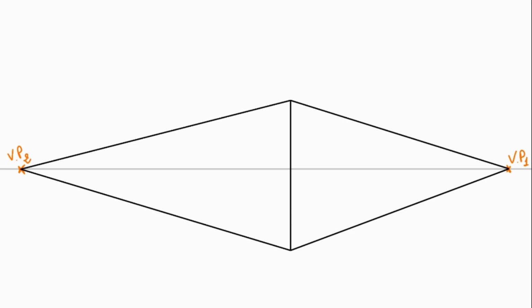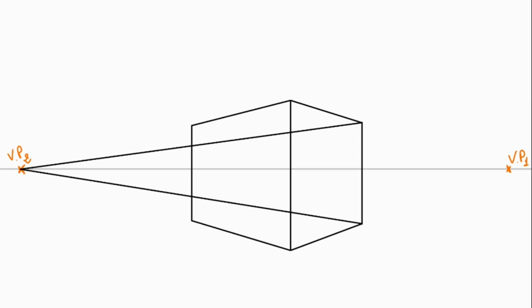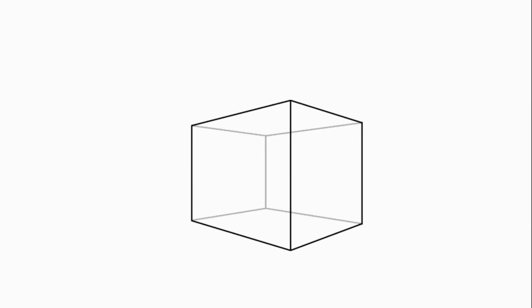Step 5. Draw another set of parallel lines that are perpendicular to the first set. Connect the ends of these lines to the vanishing points as well. Now that we have our cube, let's move on to drawing its shadow. Follow these steps. Step 1.